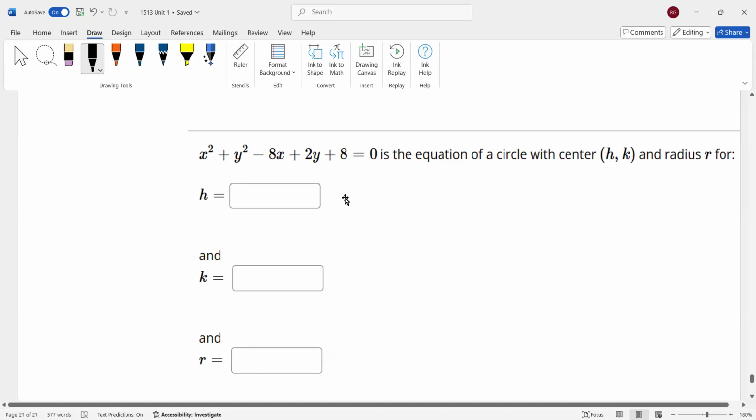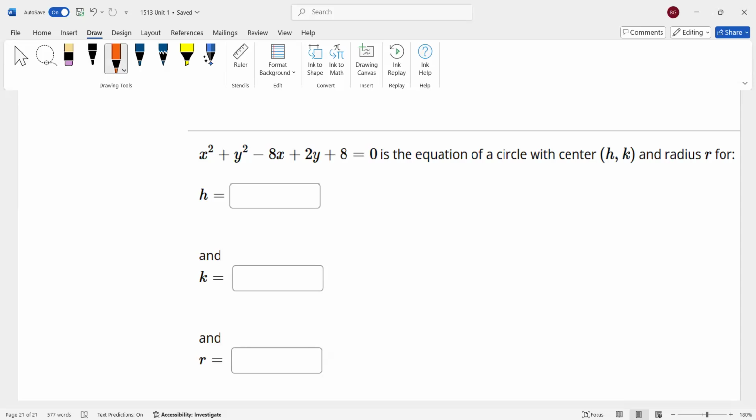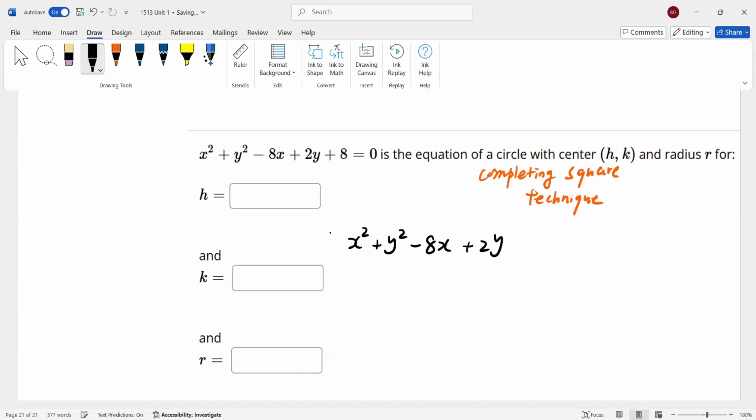How do we do that? We need to use a technique called the completing square technique. It's a pretty important technique in pre-cal. Let me show you how. x squared plus y squared minus 8x plus 2y plus 8 equals 0.